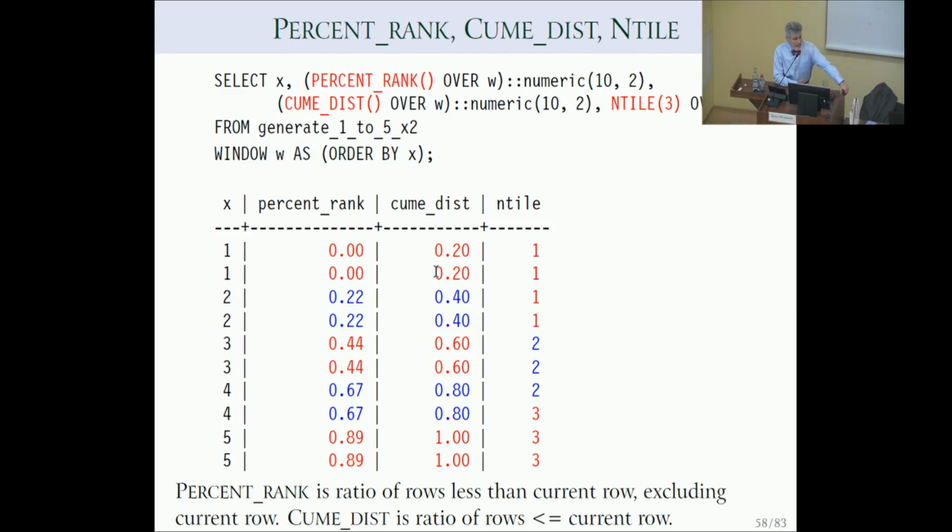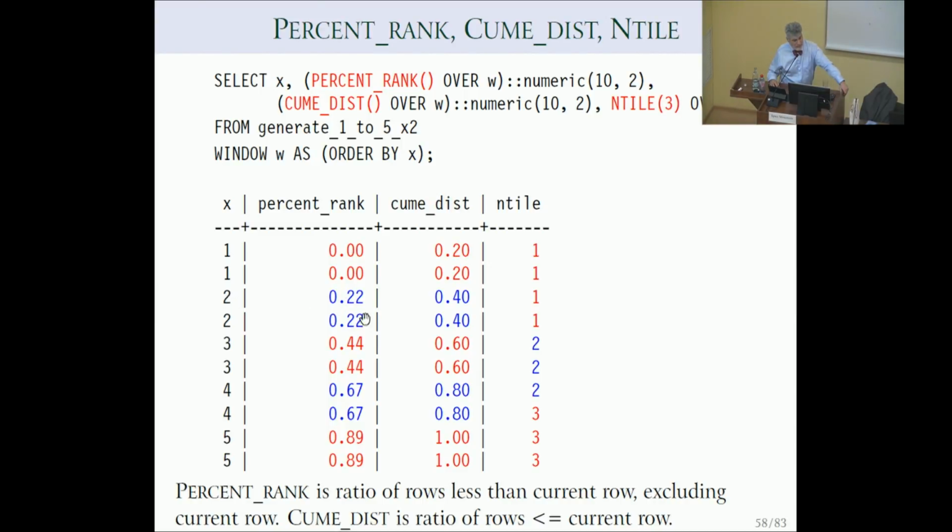Another statistical command that's very popular is percent rank and cumulative distribution. These are attempting to estimate what percentage of rows are equal or less than my row. So if I take a look at percent rank, it's saying what percent of rows are less than my row, and oddly, it excludes the current row from the computation, which I understand why it does this, but it's really odd. So for example, for these rows, what percent of rows are less than 1? Well, nothing, 0% or less.